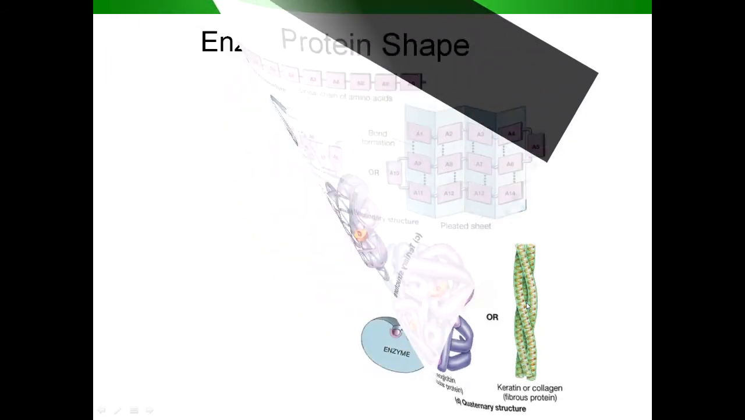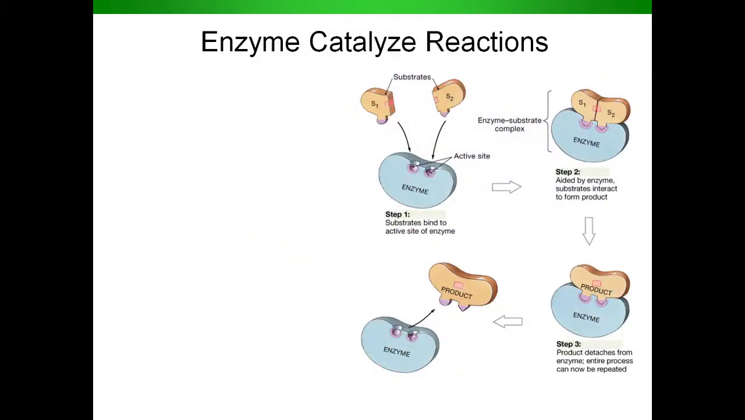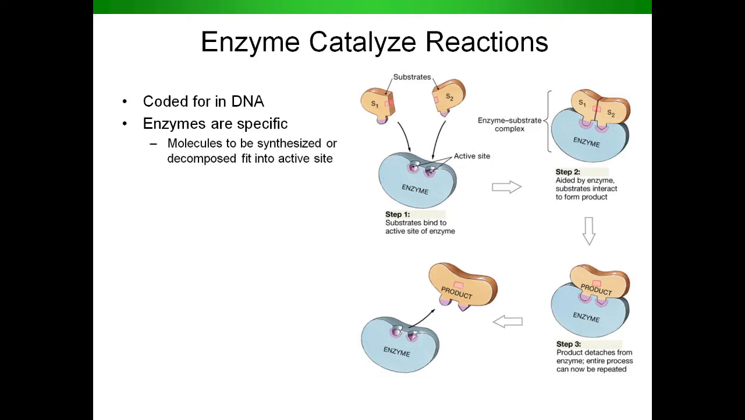So here we're going to look at how enzymes catalyze reactions, or in other words, how enzymes are going to make reactions go. Okay, enzymes are proteins. Enzymes are going to be coded for in the DNA, and enzymes are going to be specific for catalyzing specific chemical reactions. Okay. Molecules to be synthesized are going to have to fit into specific active sites right here. So we're going to have substrates or reactants binding to these active sites on the enzyme so that the enzyme can help make the reaction go, or help to bind these substrates together.